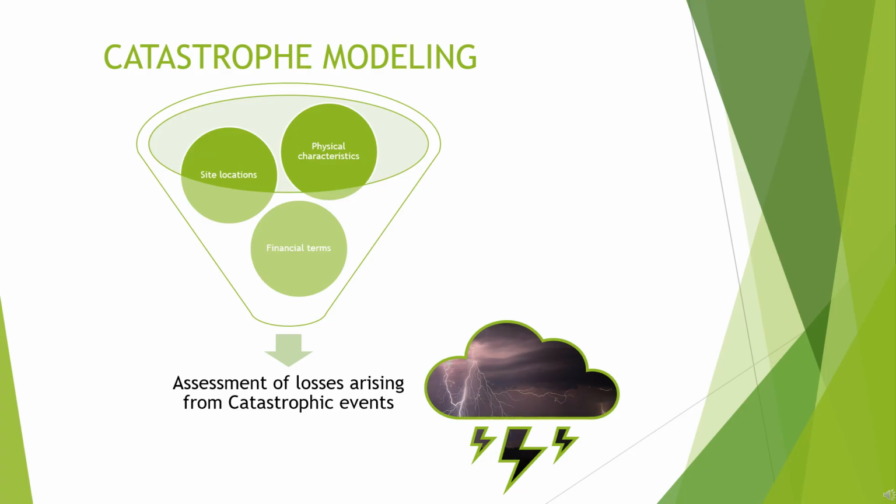CAT modeling is the computer-aided assessment of losses arising from catastrophic events like earthquake, windstorm, flood, etc. The input into a typical CAT modeling software package is information on the exposures being analyzed that are vulnerable to catastrophe risk. The exposure data can be categorized into 3 basic groups. 1. Information of the site locations. 2. Information on the physical characteristics. 3. Information on the financial terms. These result in the accurate assessment of losses arising from catastrophic events.